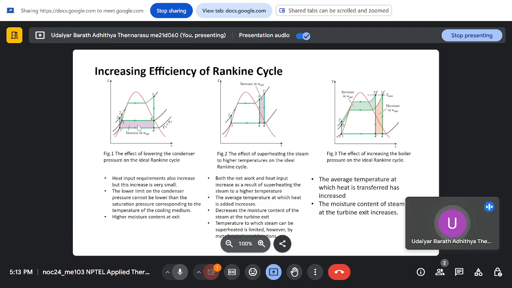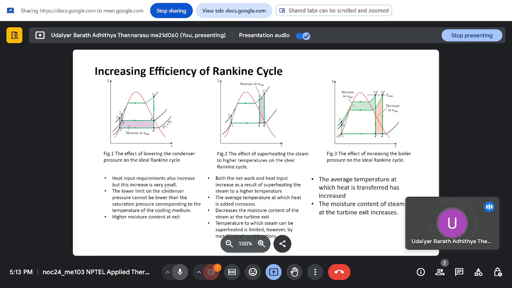So the net efficiency increase has to be taken into account. There will be an increase, but not by a huge margin. So the lower limit on the condenser pressure cannot be lower than the saturation pressure corresponding to the temperature of the cooling medium.